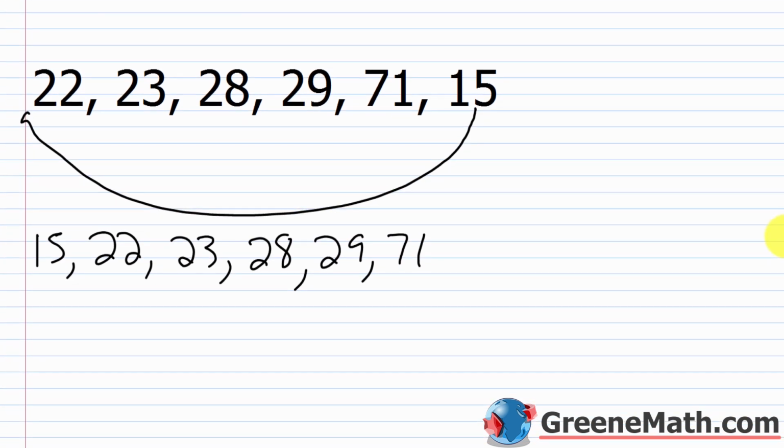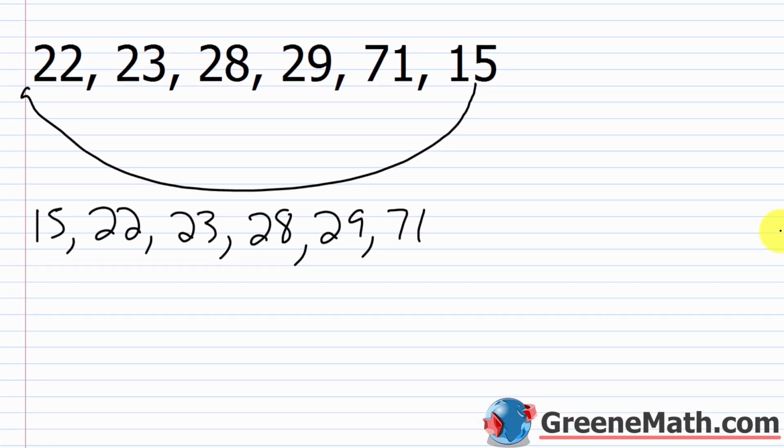Once I've done that, there are two different scenarios. If you have an odd number of numbers, your median is just the middle number. If you have an even number of numbers, it's the average of the two middle numbers. In this case, we have an even number of numbers: 1, 2, 3, 4, 5, 6. So there's not really a middle number. If I look at 23, there's two numbers before it, but three numbers after it. If I look at 28, there's three numbers before it, but two numbers after it. So nothing's directly in the middle.